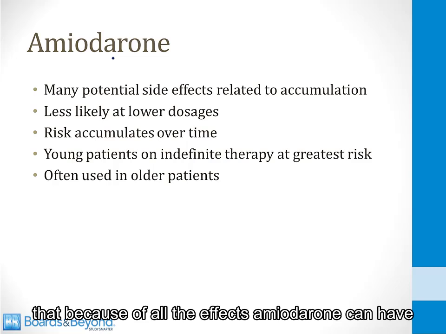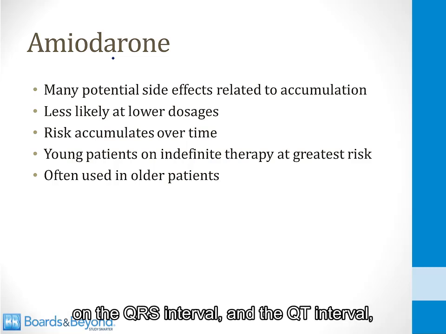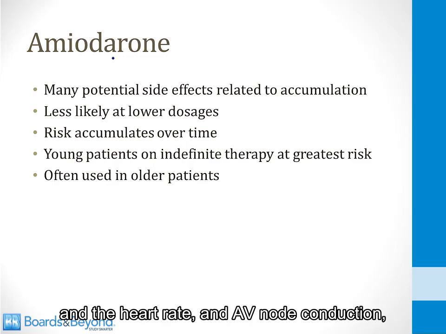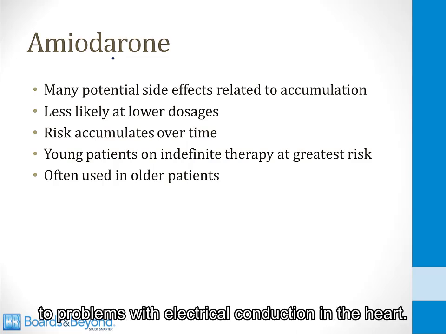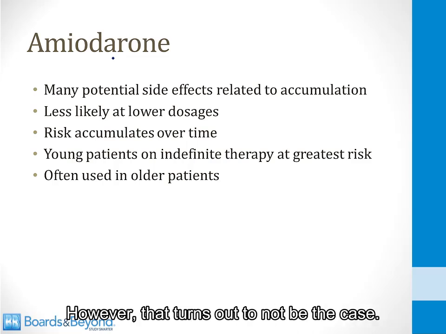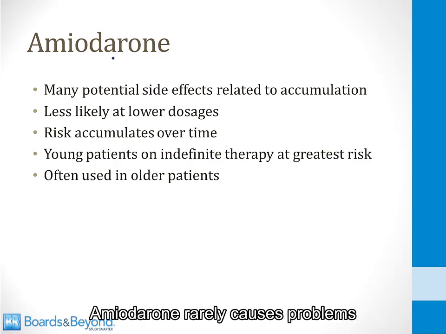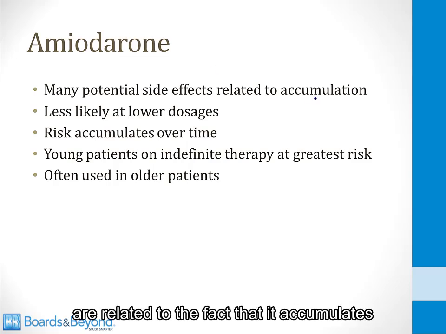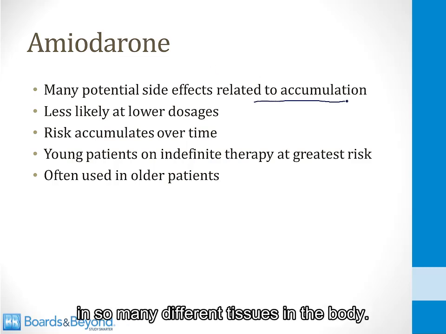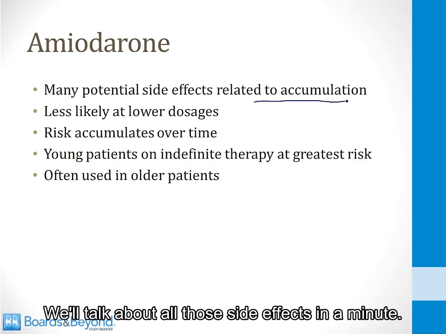Now you would think that because of all the effects amiodarone can have on the QRS interval and the QT interval and the heart rate and AV node conduction, that most of its adverse effects would be related to problems with electrical conduction in the heart. However, that turns out to not be the case. Amiodarone rarely causes problems with electrical conduction in the heart. Most of its side effects are related to the fact that it accumulates in so many different tissues in the body. We'll talk about all those side effects in a minute.